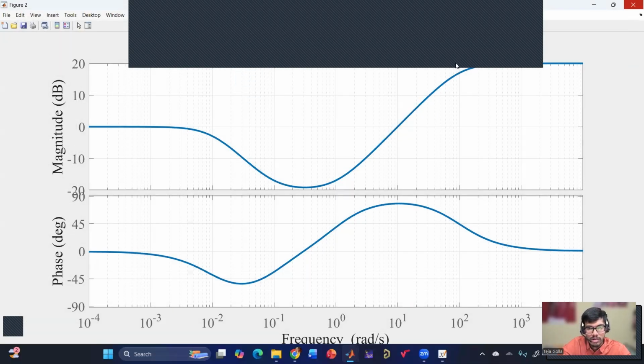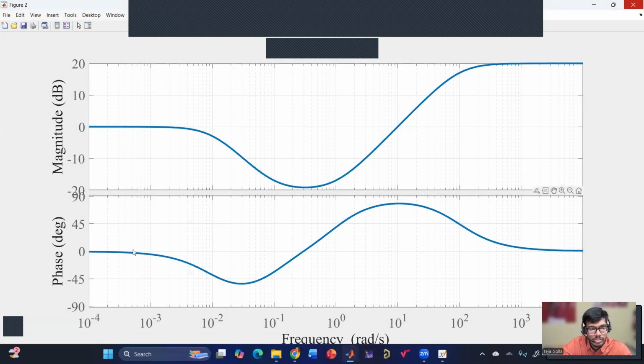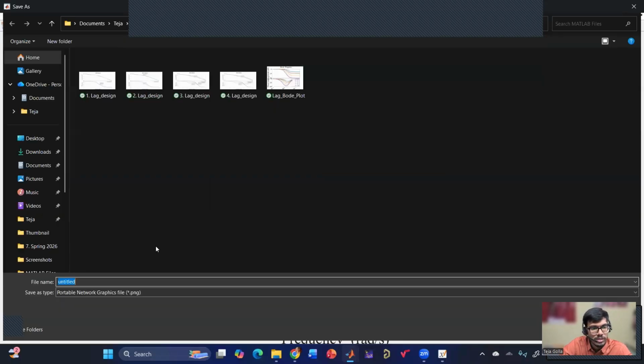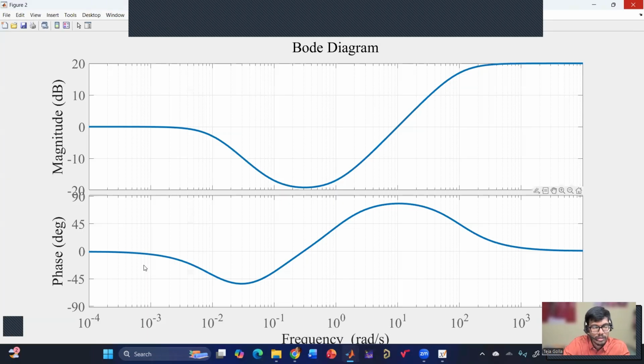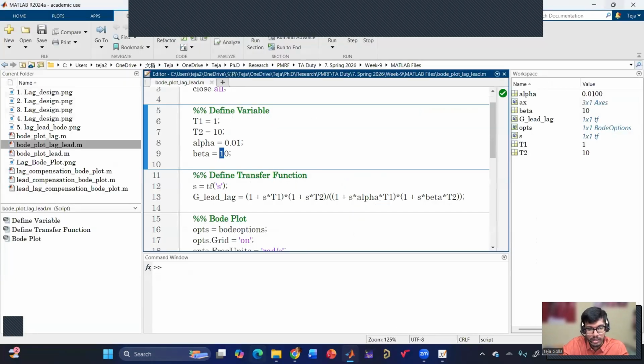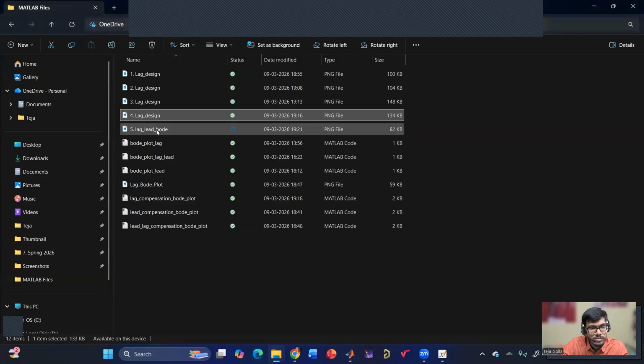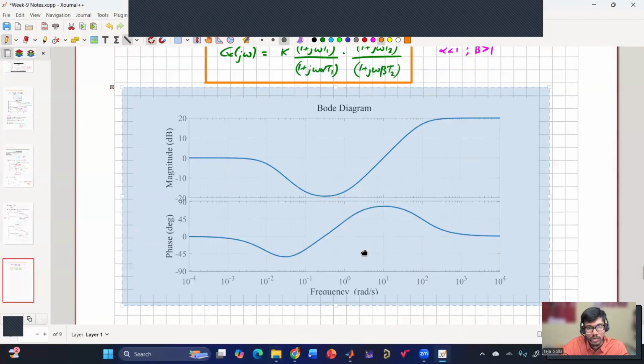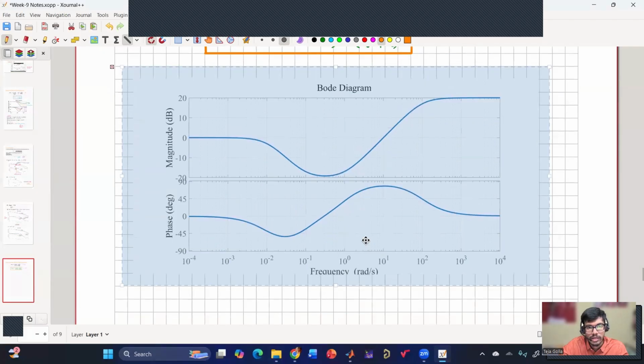So this is the Bode plot that we will be getting. So initially there will be lag followed by lead and then again it will come back to 0. So if we want to discuss this, let me write file dot lag lead Bode. So let us bring that to our notes. Okay. So let us have this over here.